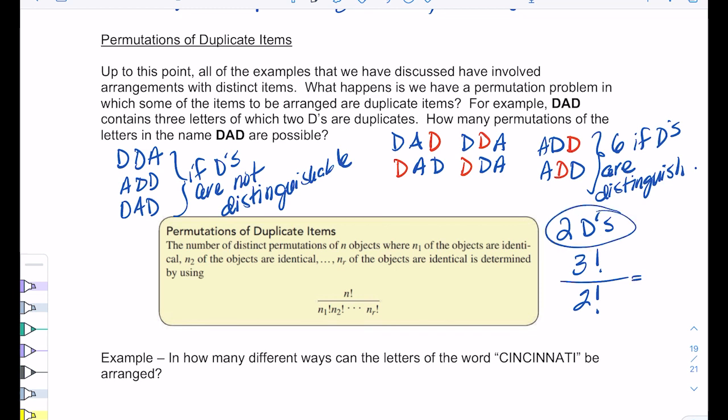Remember, 3 factorial just means 3 times 2 times 1, and 2 times 1 I could just put as 2 factorial. So the 2 factorials will cancel and you'll be left with just 3 different ways.